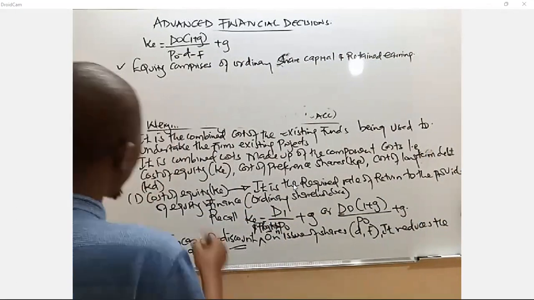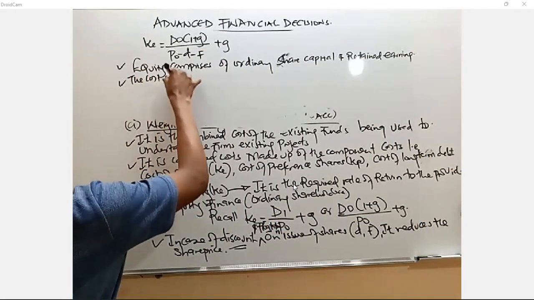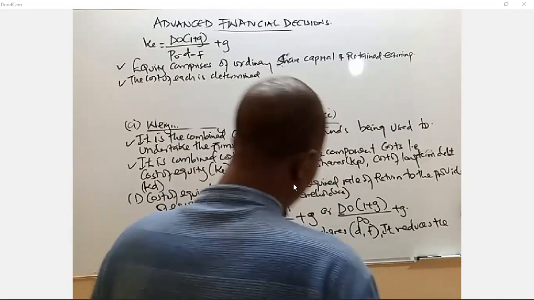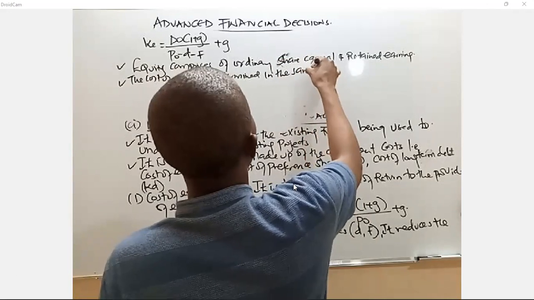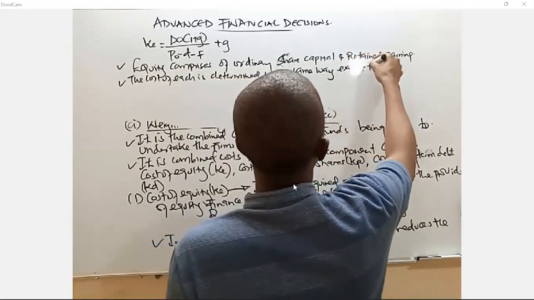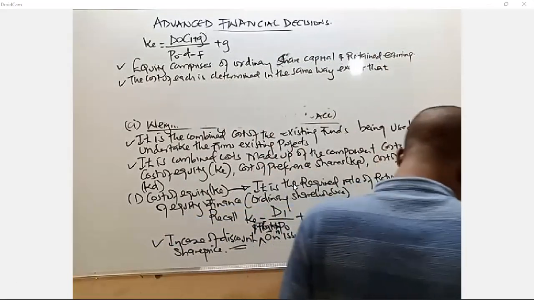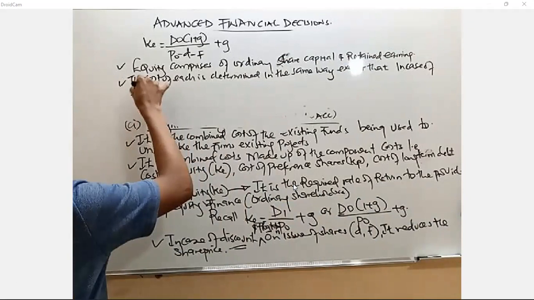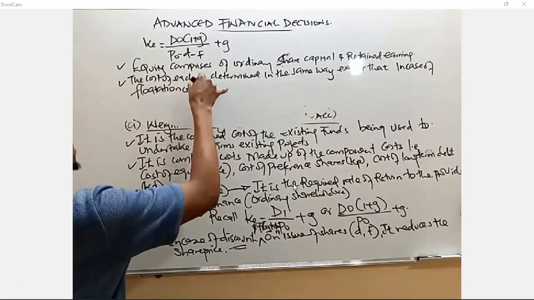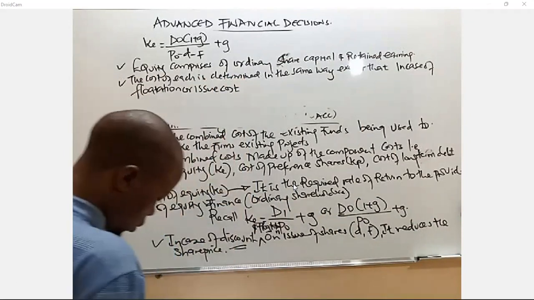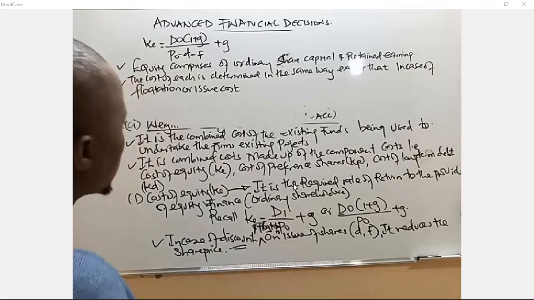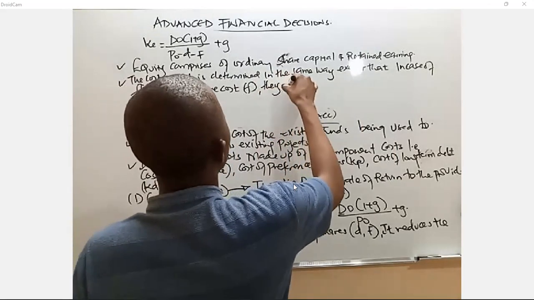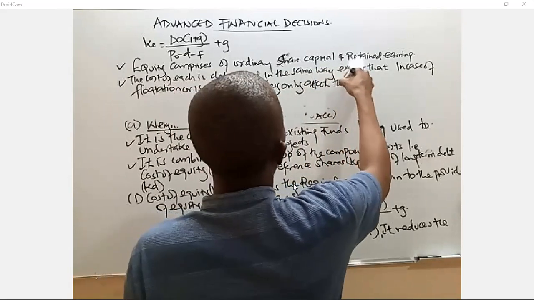Now we say the cost of each is determined in the same way, except that in case of flotation or issue costs, that is our F, they only affect the ordinary shares.